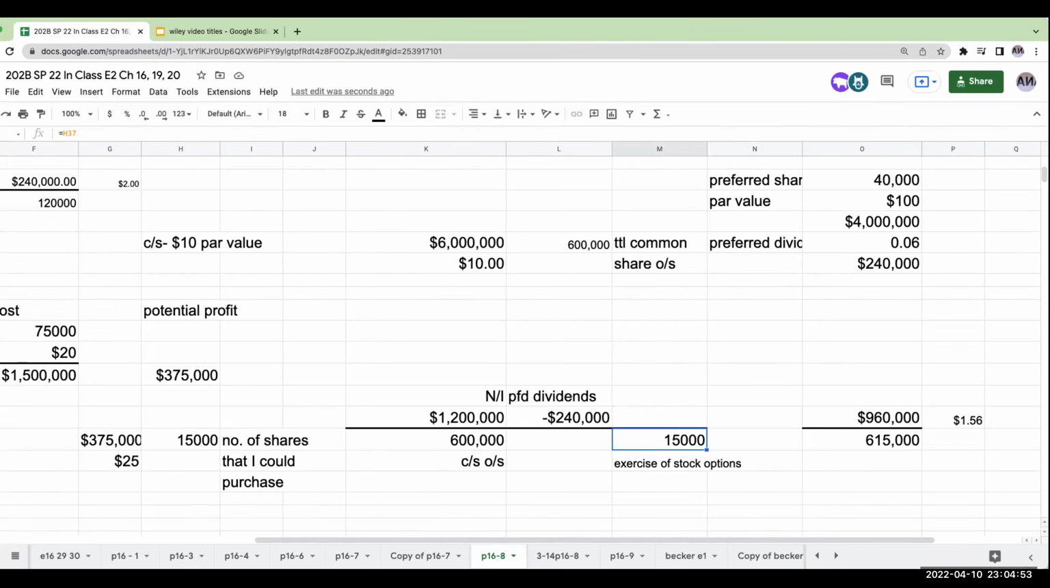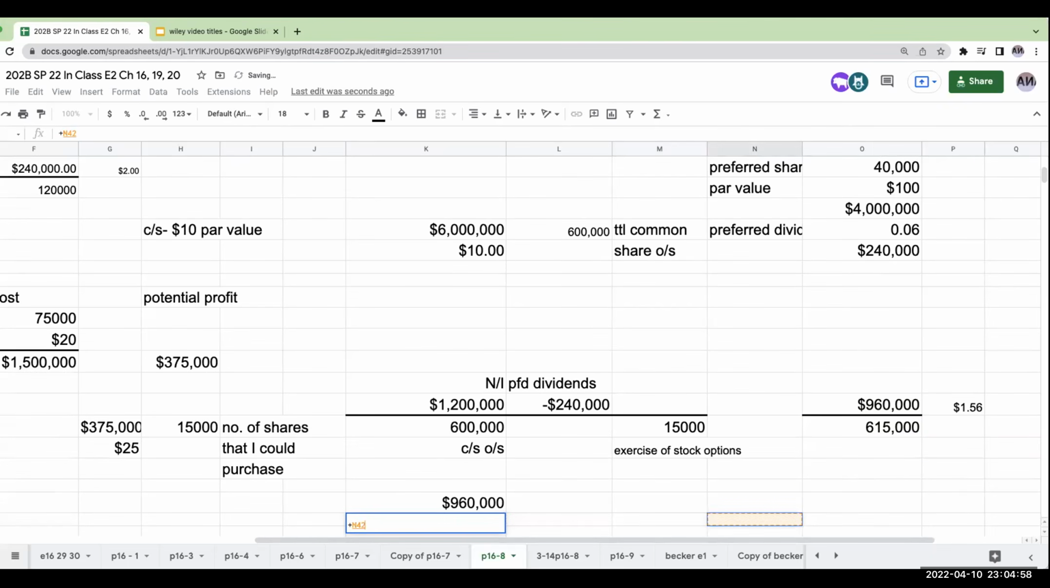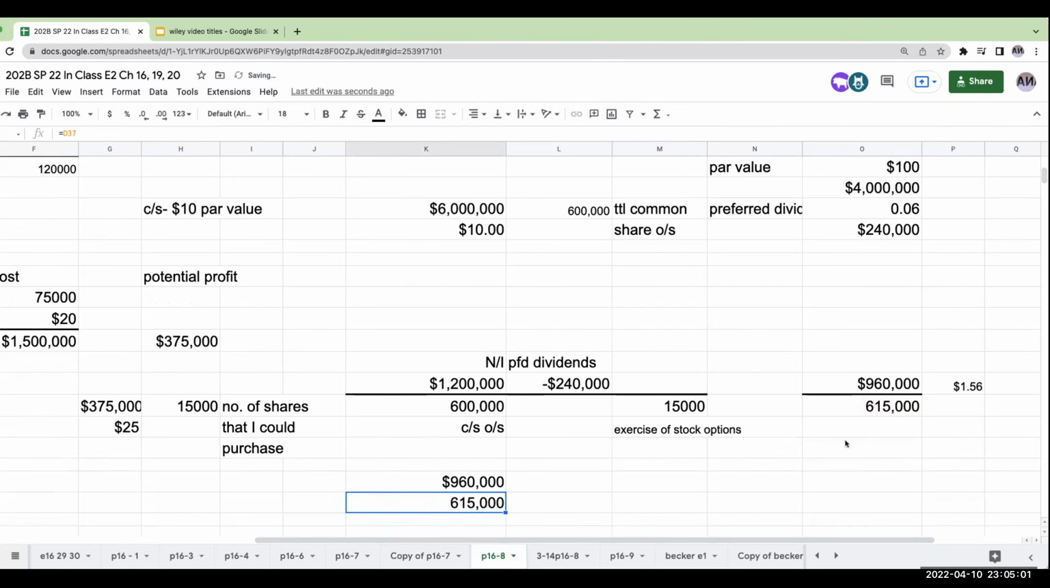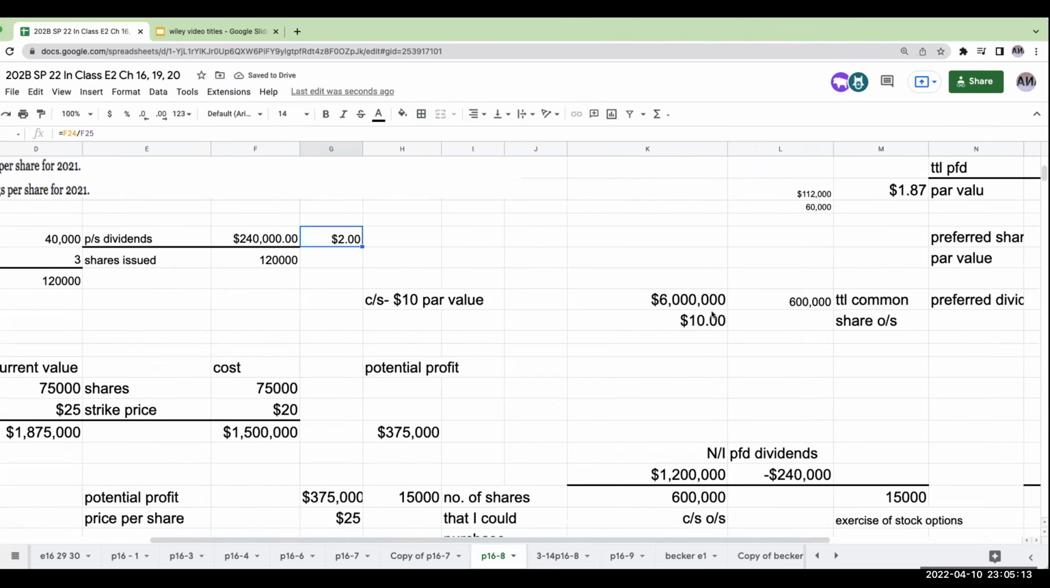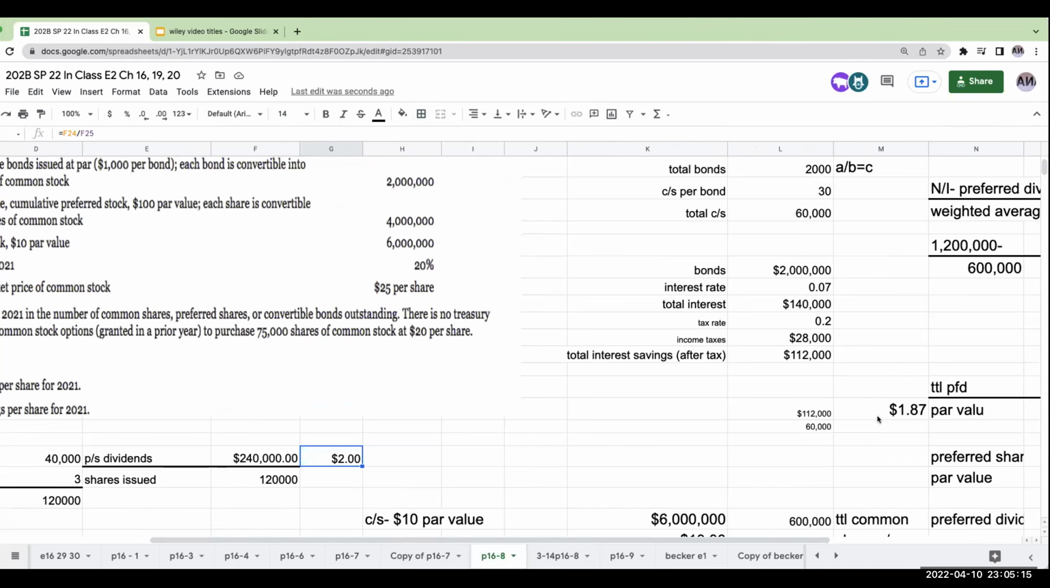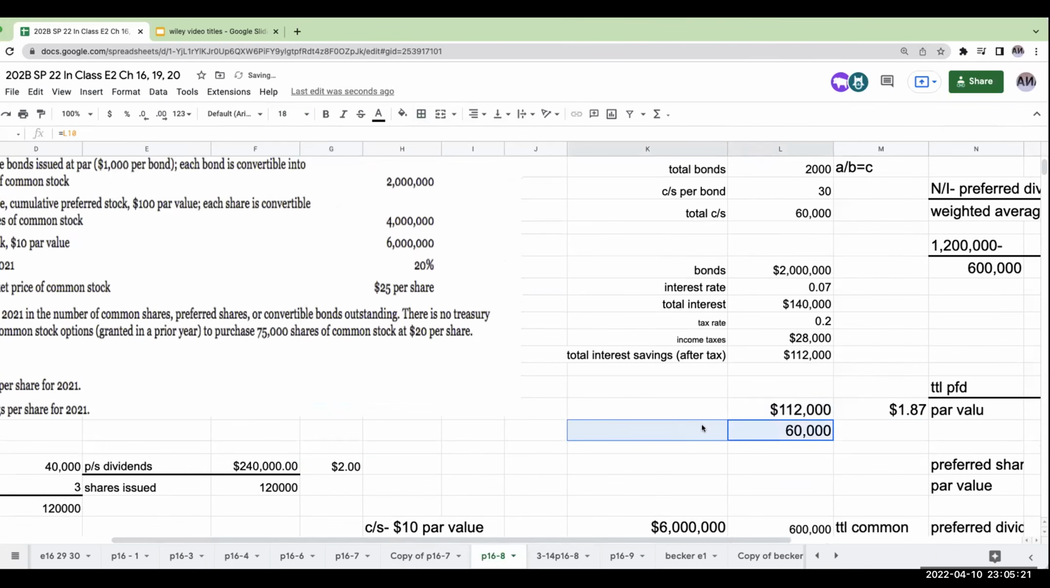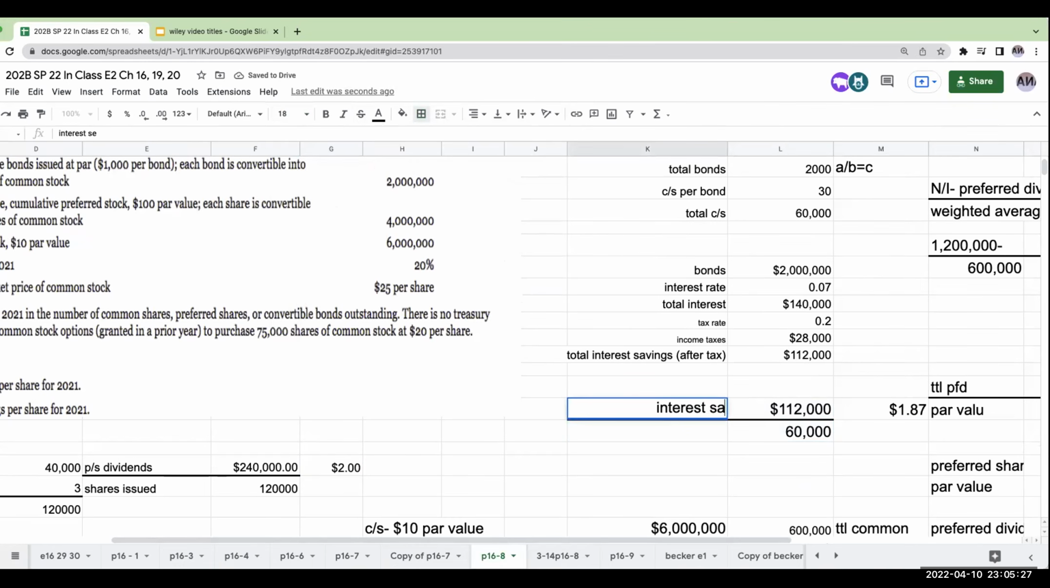So this is definitely going to be included. Right over here, I've got 960 plus 615. Now, the next question is, what is the next most dilutive security? Well, the preferred stock is at $2 per share. And then the amount of shares that would be issued as a result of the convertible bonds, so this is my interest savings divided by the shares issued if converted.